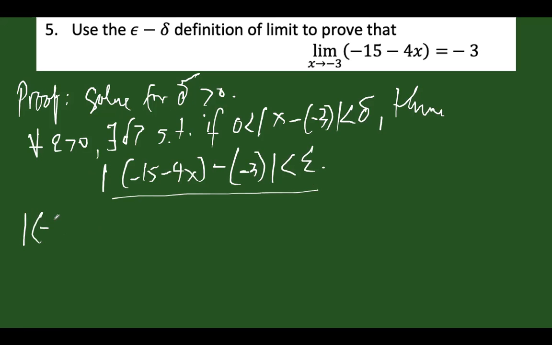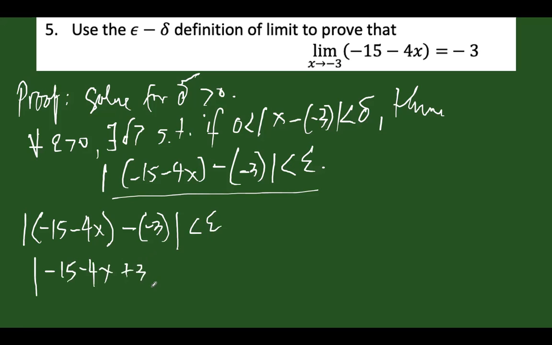Let me rewrite the given. That's the absolute value of negative 15 minus 4x minus negative 3 is less than epsilon. And here we're going to simplify. This becomes negative 15 minus 4x plus 3 is less than epsilon. Simplify again, this becomes negative 12 minus 4x less than epsilon. Let's move on to the next step.